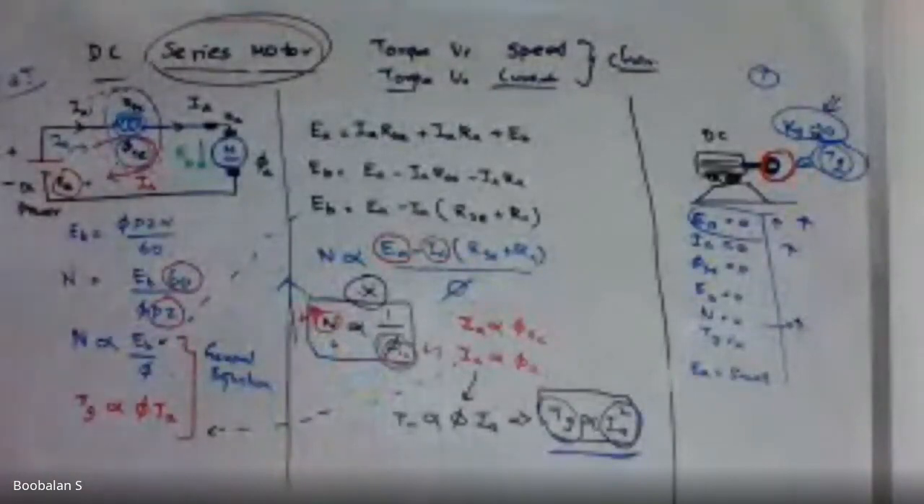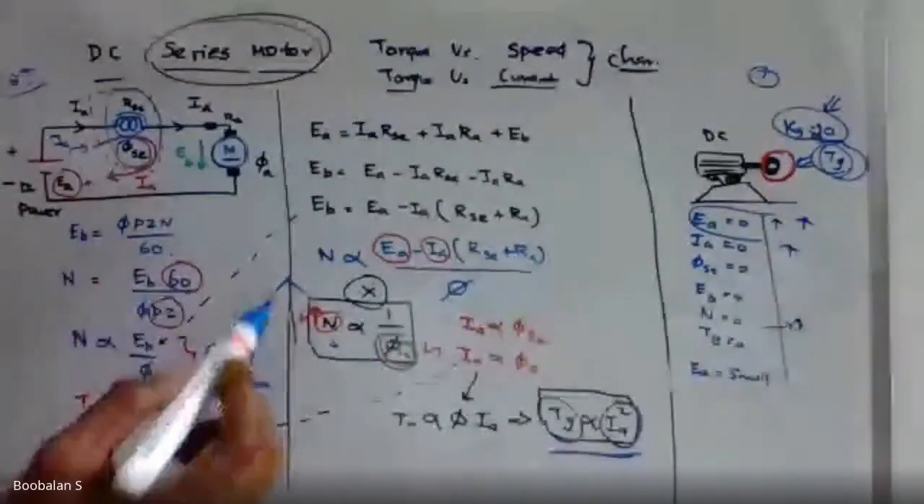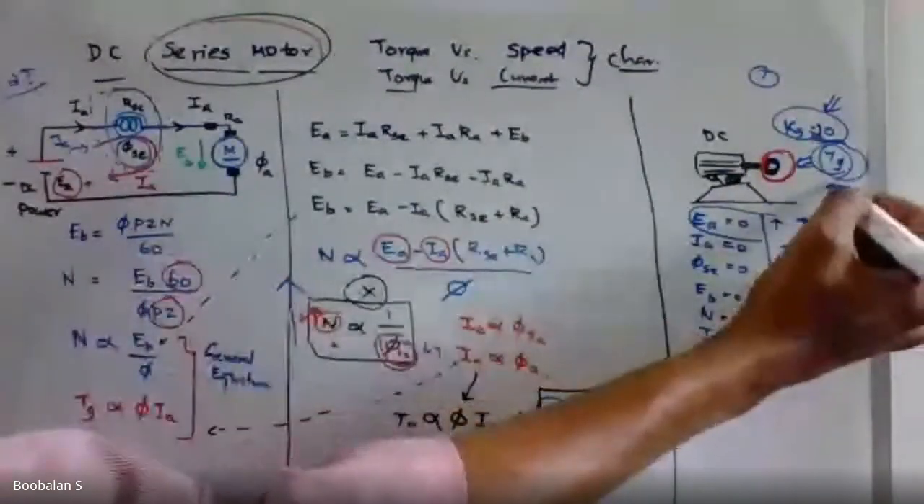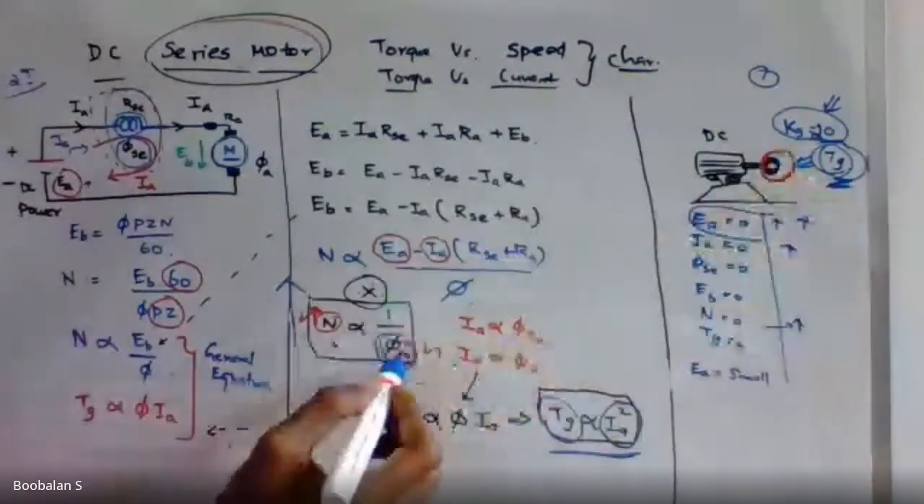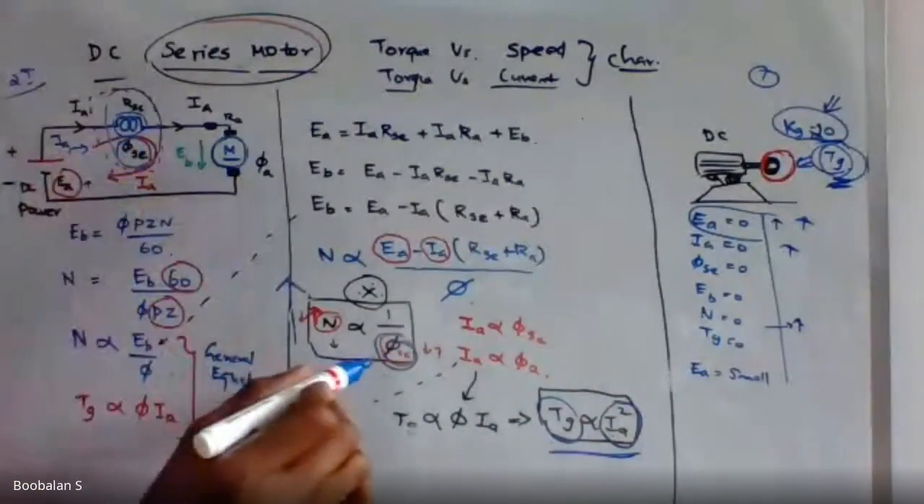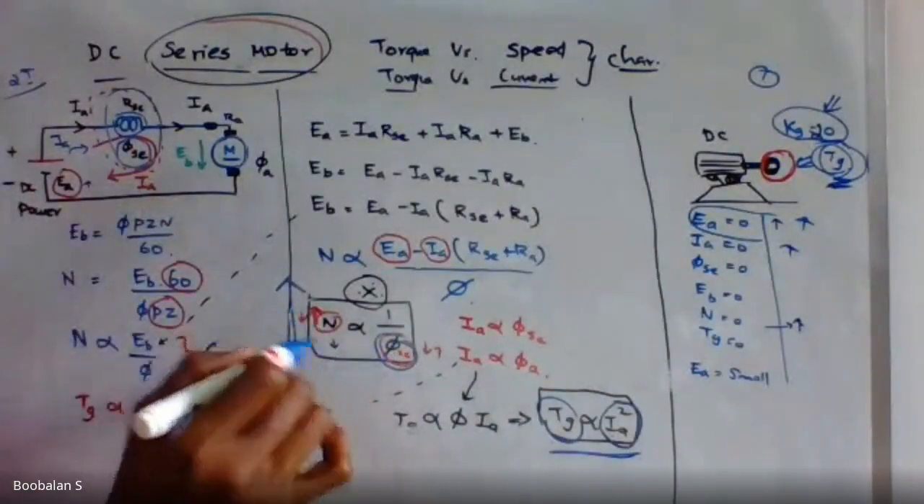Got the answer now? So if there is no load, there is no torque generated. Without load, no mechanical torque is generated. That's why a very minimum current is flowing. If the flux lines are very minimum, the speed is very huge.